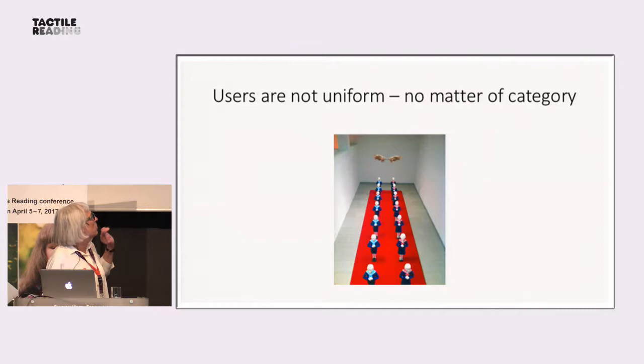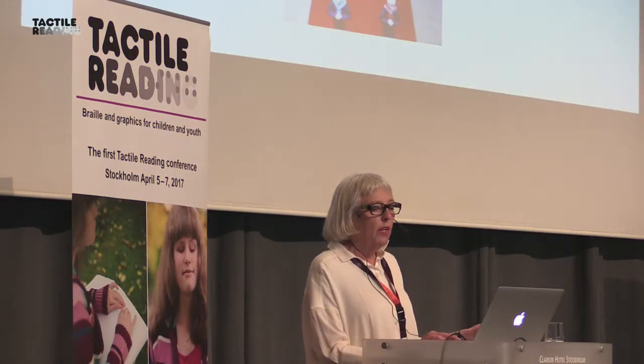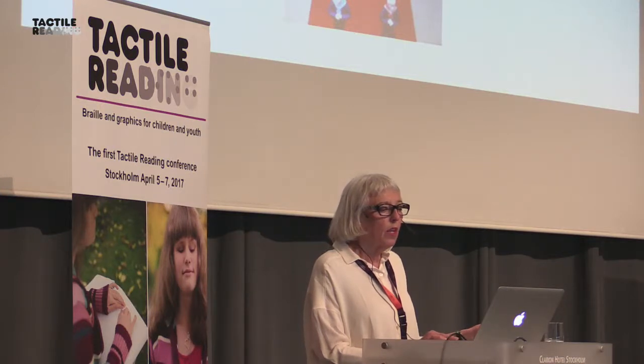It's a group of sculptures, and we have one row with boys and one row with girls, and they look the same and they are dressed in the same way. Just a blue jacket. It's a school uniform. So users are not uniform, no matter the category. And of course, designers and design researchers need to narrow down the group of users.